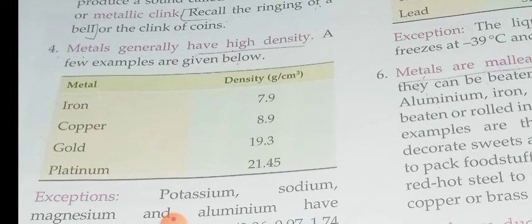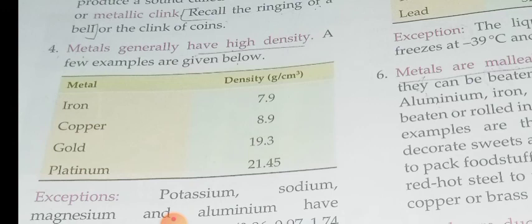Think of your doorbell. This is also made of metal, right? Yes. Metals have high density. The densities of some metals are given here. Iron 7.9 grams per cubic centimetre, copper 8.9 grams per cubic centimetre, gold 19.3 grams per cubic centimetre, platinum 21.45 grams per cubic centimetre.